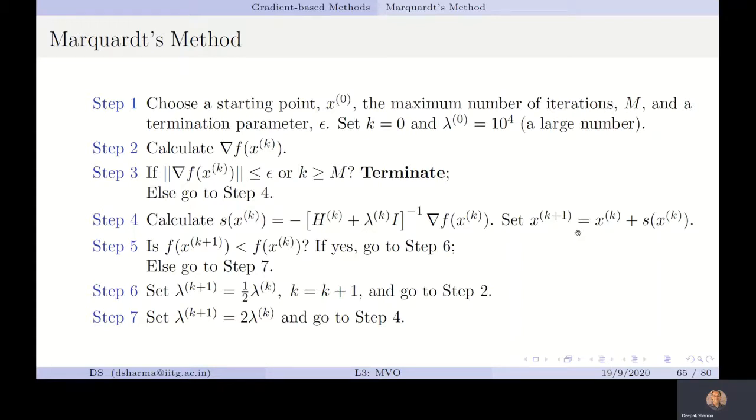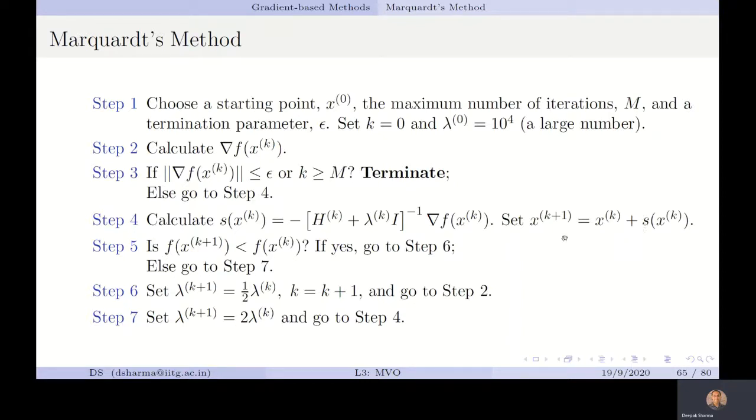Here you can observe that we are not performing any unidirectional search. So there is no alpha or lambda here. It's only because we want to save some computation. But in the literature, there are some books which suggest performing the unidirectional search. That can be included easily here. As of now, we are not performing any unidirectional search.